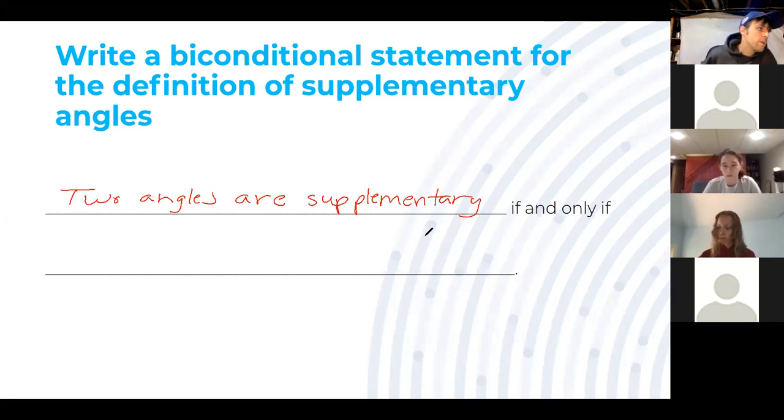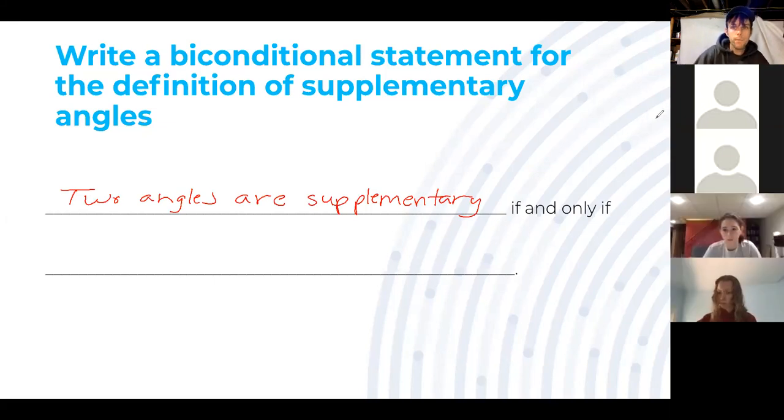Any thoughts? You can put it in the chat or feel free to say it if you'd rather do it that way. They add to 180. They add to 180. I want to be a little more precise in my language, but that's absolutely all I'm really looking to say, right? Two angles are supplementary if and only if their measures add to 180 degrees.